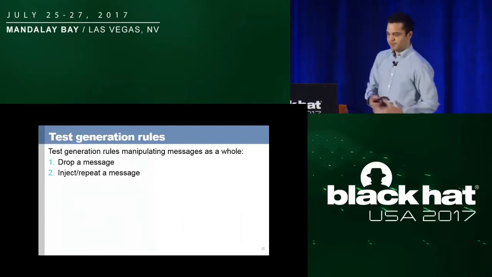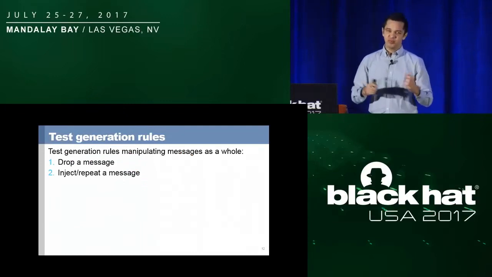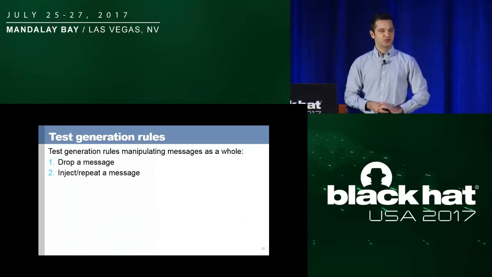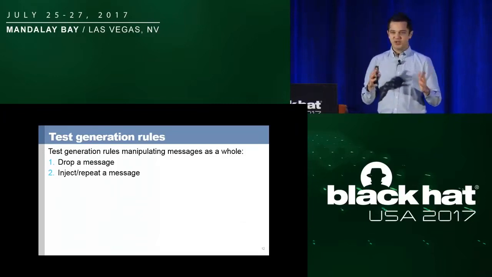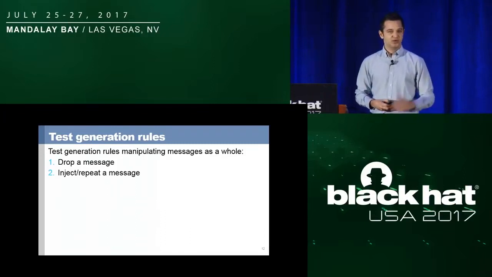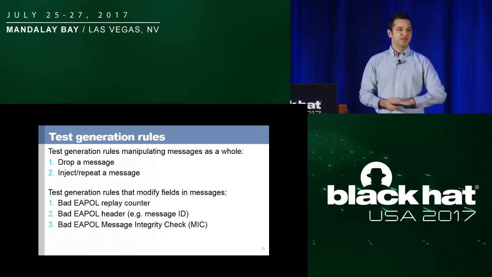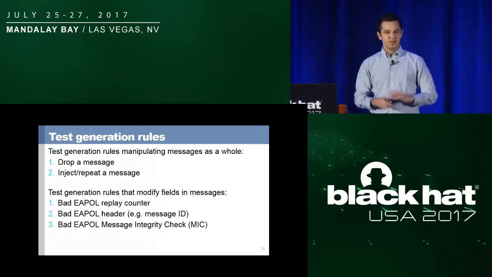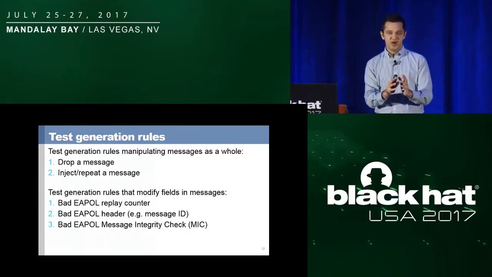So to come back to the test generation rules that we have used, we basically have two broad categories of test generation rules. The first one manipulates messages as a whole, and they are the examples that I already mentioned, that you can drop a message or repeat messages, and you can then see how the implementation reacts to this. The second set of test generation rules don't manipulate messages as a whole, but they manipulate certain fields or properties of a message that is being sent.